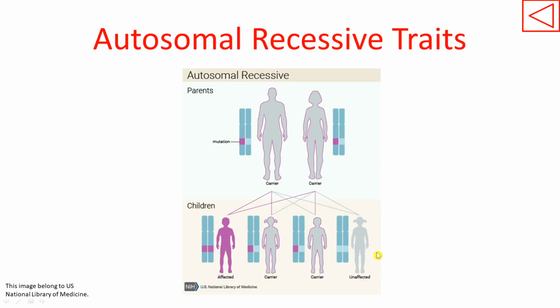Also, there will be one child who will be containing 2 copies of genes, both of which are normal. This child will be completely unaffected. It is not going to act as a carrier also. So, it will be a completely normal child.